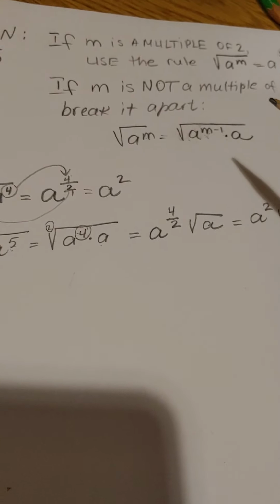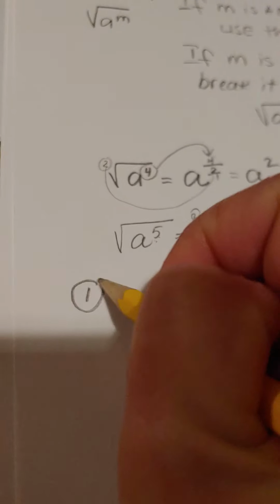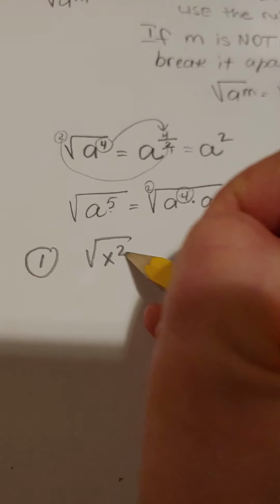Okay, so now I'm going to go over the problems on the worksheet, starting from the first one. Number 1, square root of x squared.